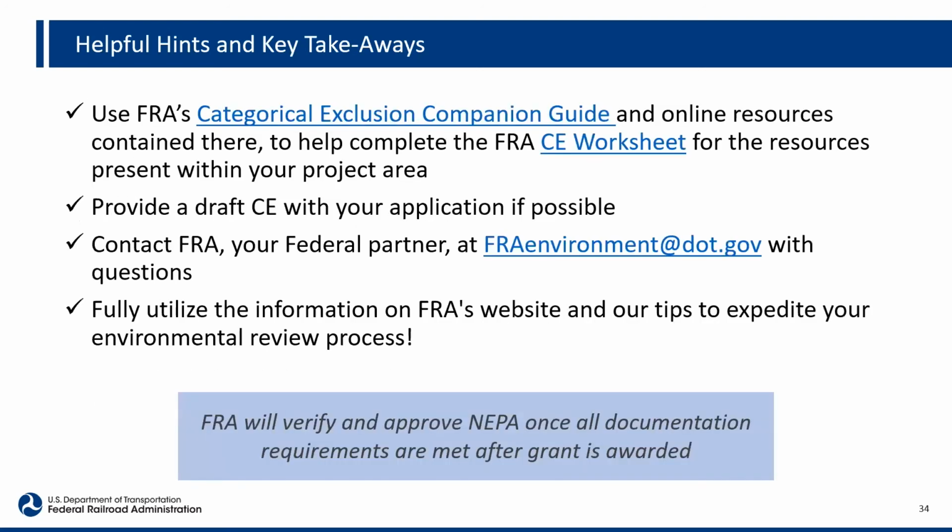Next slide. Again, make use of our categorical exclusion companion guide and our other online resources to help you complete the CE worksheet, and provide a draft CE with your application if at all possible. And to follow up, if you have questions, then please use that email contact available here on the slide, as well as any other information we have on our website with our tips to help you expedite your environmental review process. And just know that FRA will verify and approve all the NEPA information and documentation after we meet after the grant is awarded.